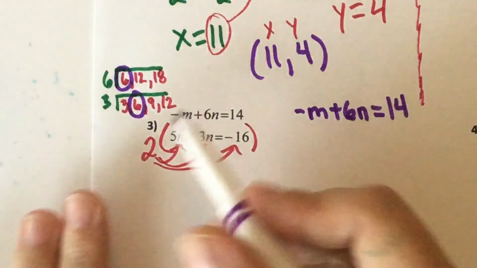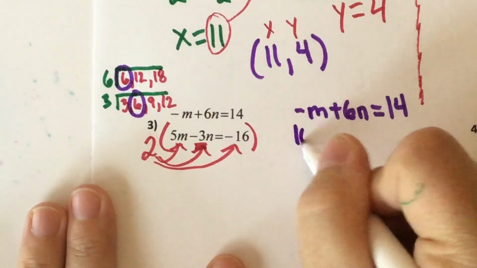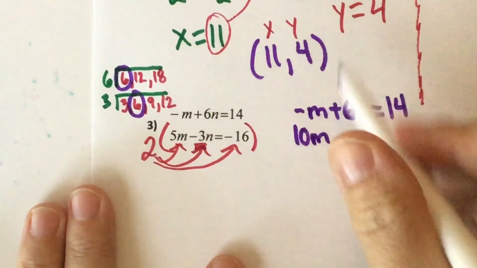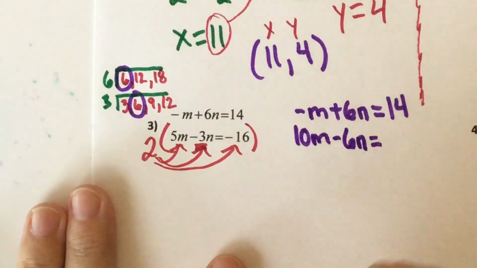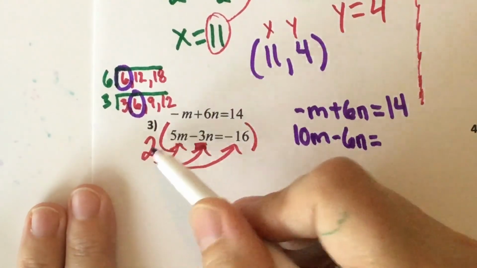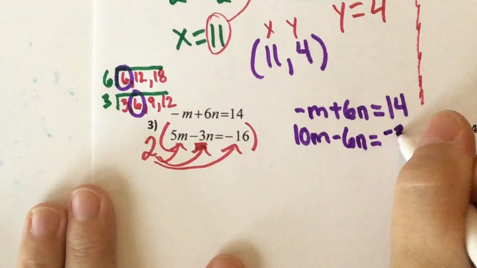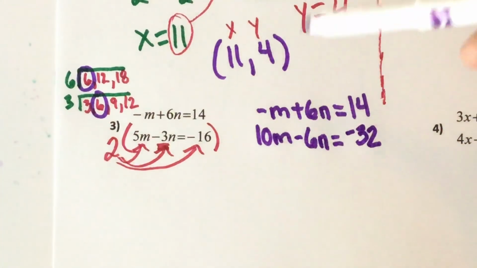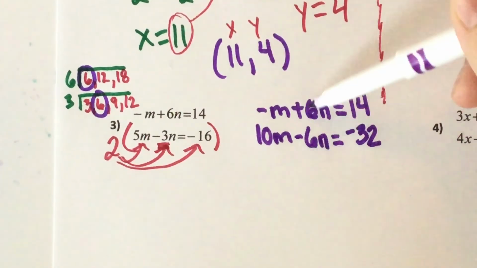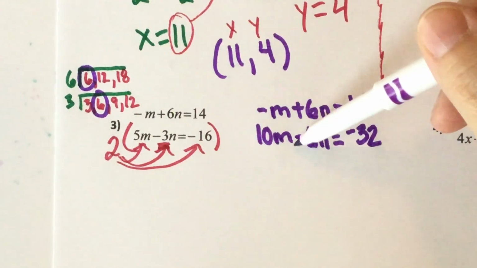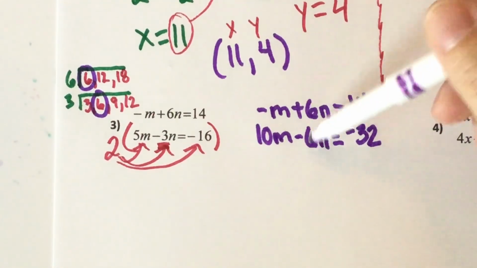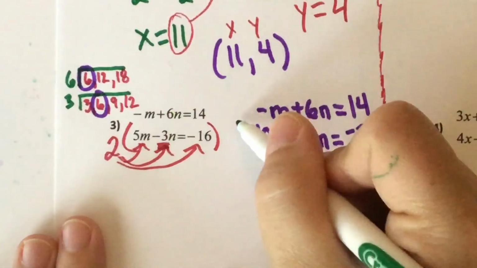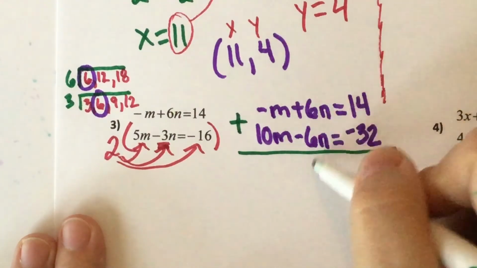So let me multiply. 2 times 5m is 10m. 2 times negative 3n is negative 6n. And 2 times negative 16 is negative 32. So now let's look. Do I have the goal I wanted to have happen? Yeah, we have a positive 6 and a negative 6 in front of the n. So they need to be same number, different signs. Okay, so now that it's ready, I put my addition sign and I add.